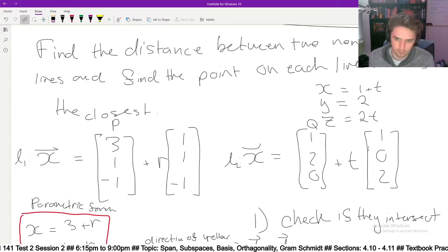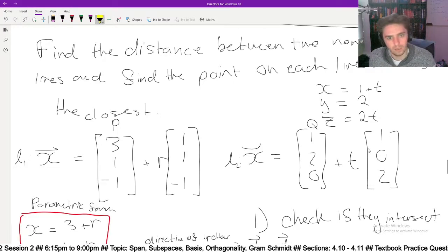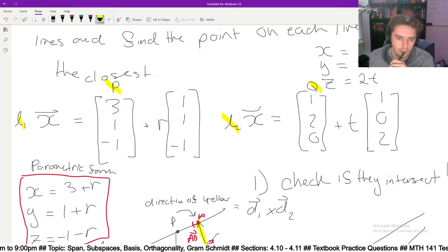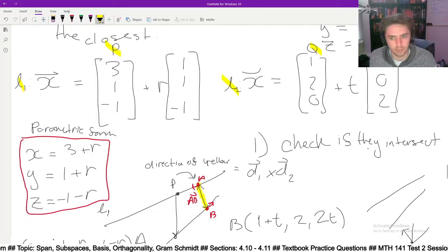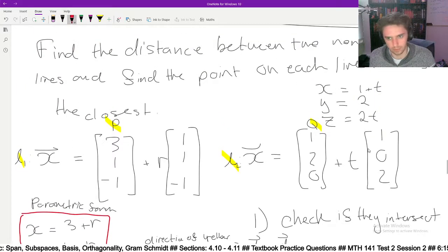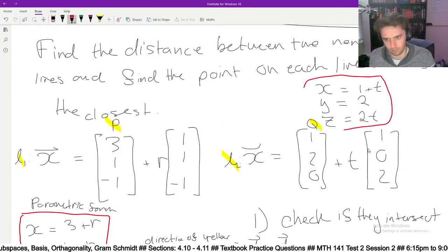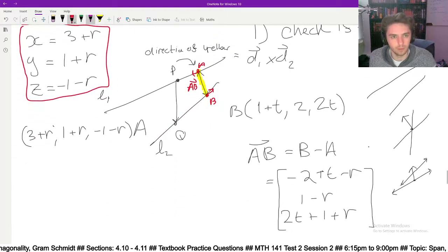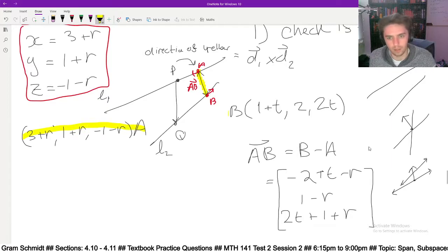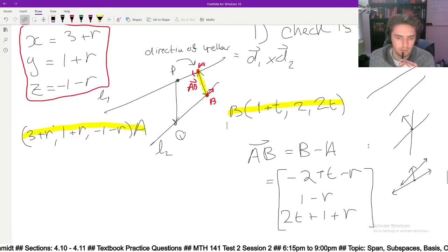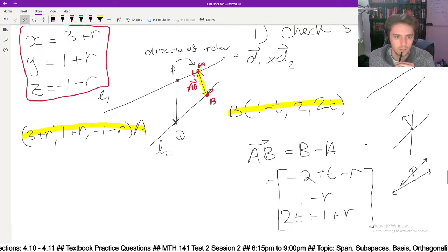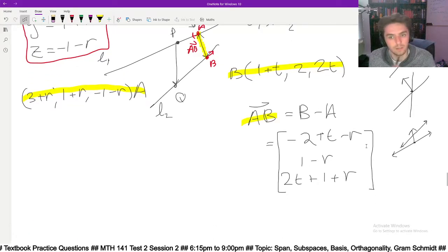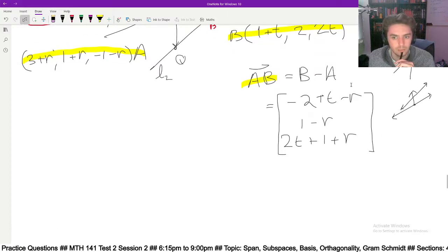Okay, so we have the 2 lines. First of all, just label things. That's P, that's Q, that's L2, that's L1. I'm going to get the parametric forms of both of these lines. From that parametric form, for both of them, I get an arbitrary point on both, A and B. I find AB, the vector between those 2 arbitrary points, is this.